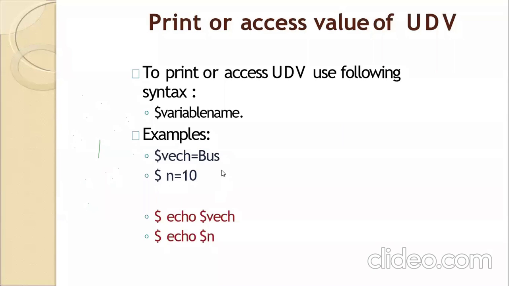Okay, now you want to print this. So what is written here? echo dollar vehicle, echo dollar n. So what will be the output? Bus 10. So dollar is required.